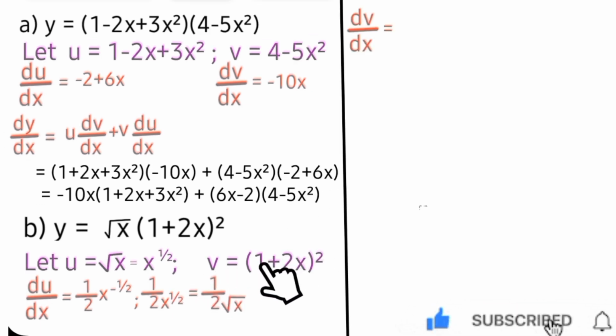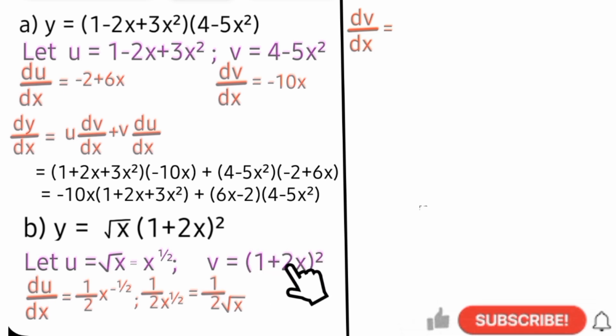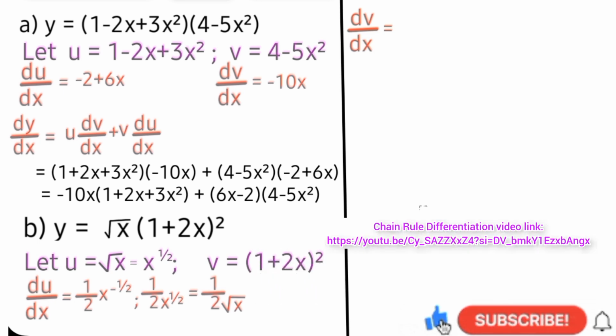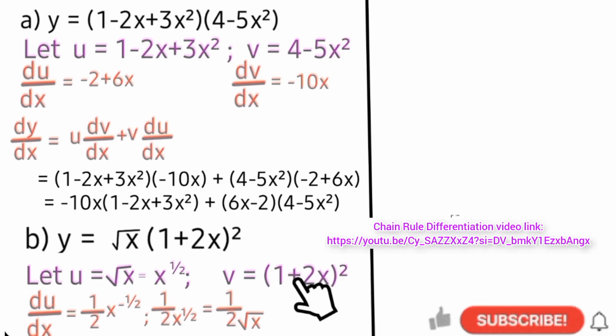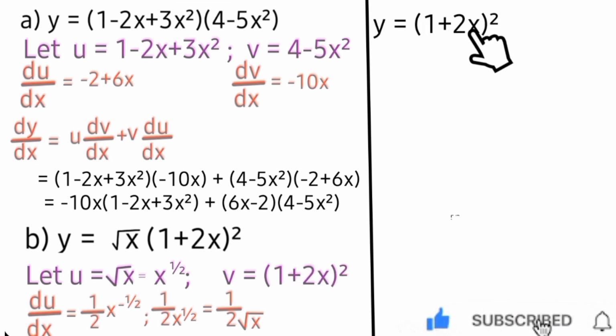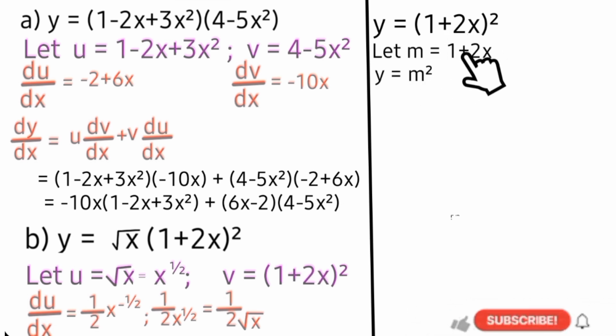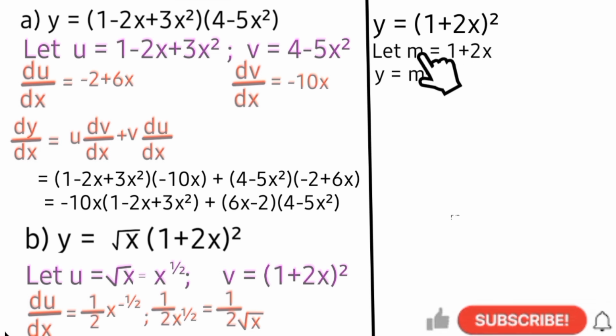Next is to differentiate these values here. We can differentiate this using the chain rule formula. To understand how to use the chain rule formula to differentiate a function of this form, please do well to watch the previous video on how to find the derivative of a function using the chain rule formula. Applying the chain rule formula entails that we treat v as a function on its own. Assuming that 1 plus 2x all squared is the function on its own, and let m be 1 plus 2x, since this represents m, so y will be m squared.